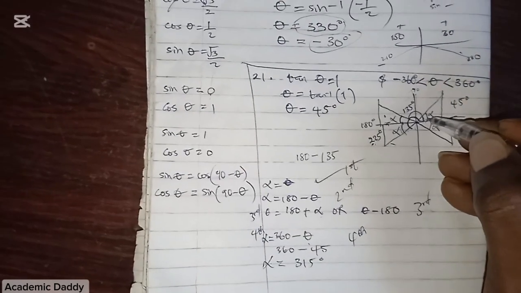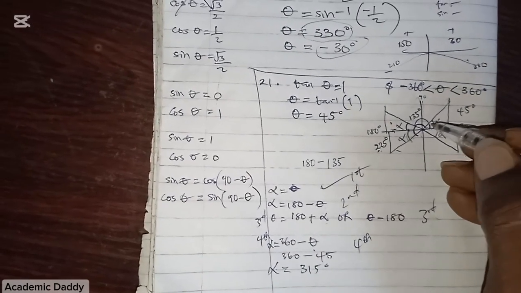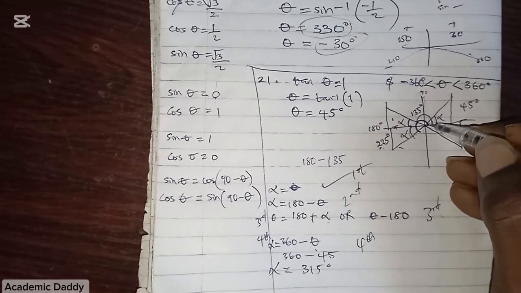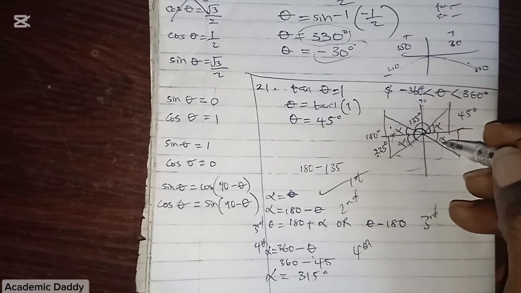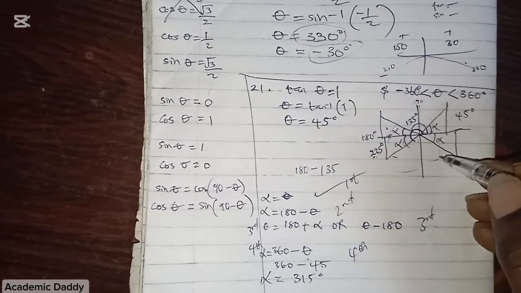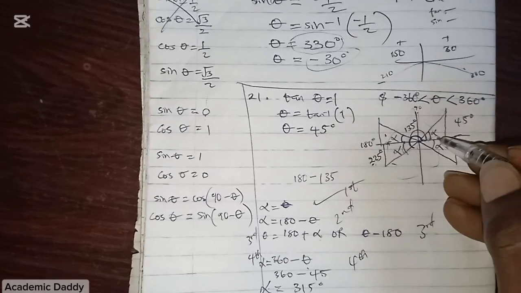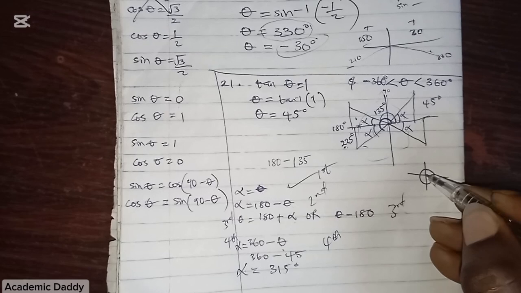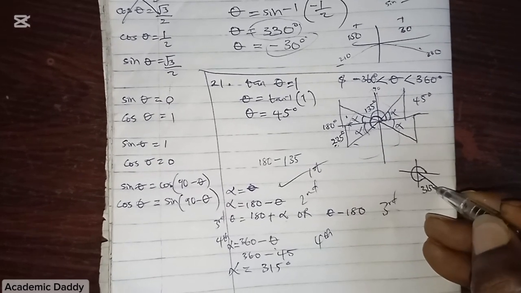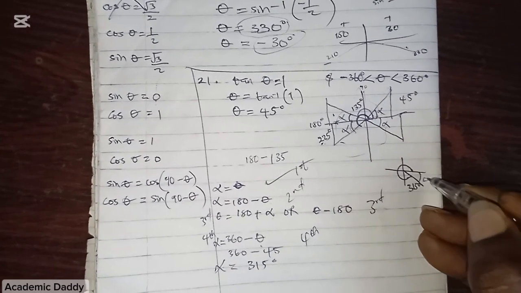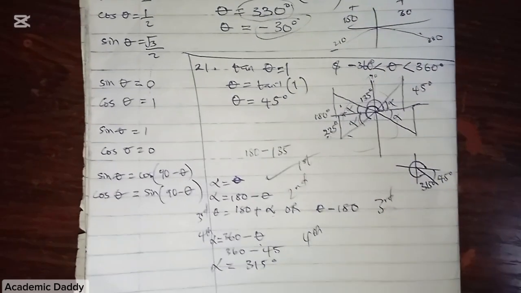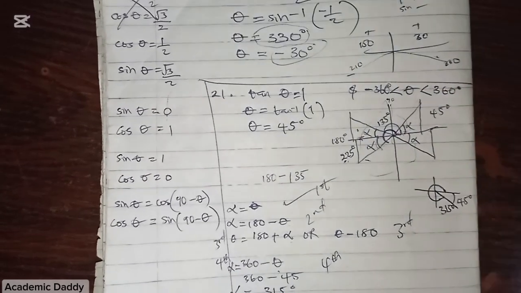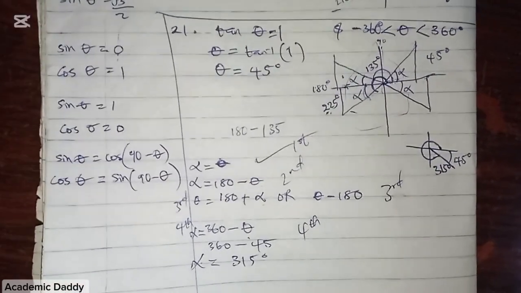So that means that if I start from here, this origin, and go around, everything here is 315 degrees. And notice that 315 degrees and 45 degrees, they are the same thing here, but just that this side, it might be negative, it might be positive, depending on what quadrant you are looking for.